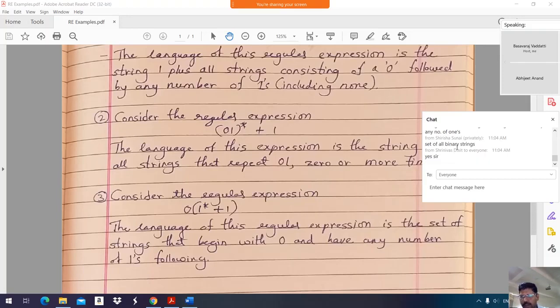Sirisha, you have written it as the set of all binary strings. Such a statement is not correct or acceptable. Set of all binary strings is not a valid statement here. Your statement should not be so generic. No doubt it is a binary string, but it is not all binary strings. Is it clear, Sirisha?